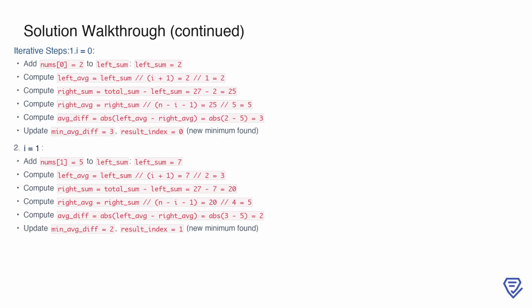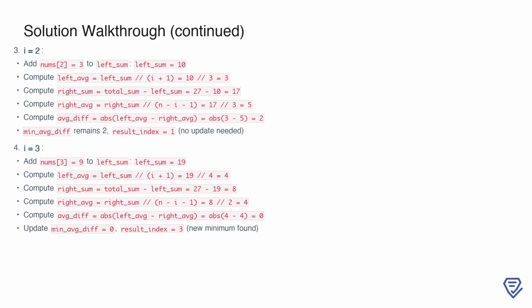Next, for i equals 1, we add nums[1] equals 5 to left_sum, making it 7. The left average becomes 7/2 equals 3. And the right sum is 27 - 7 equals 20, with a right average of 20/4 equals 5. The average difference is abs(3 - 5) equals 2, which is smaller than the current min_average_diff, so we update min_average_diff to 2 and result_index to 1.